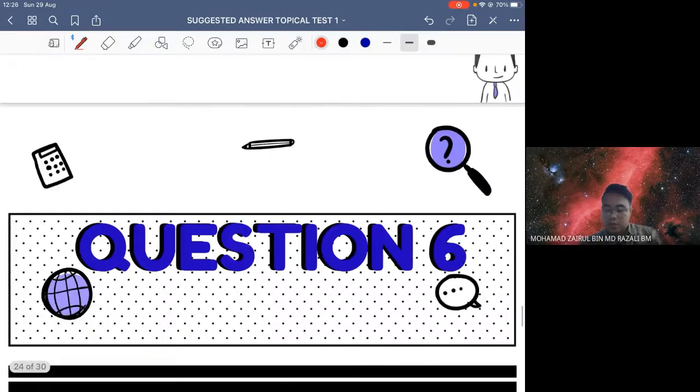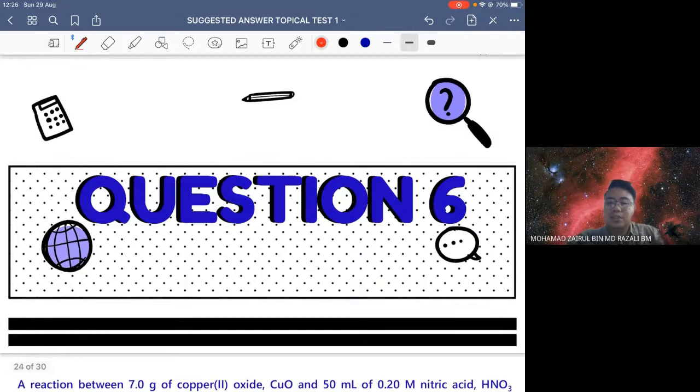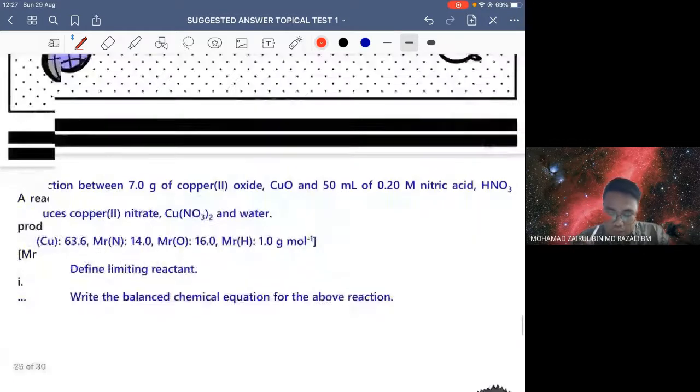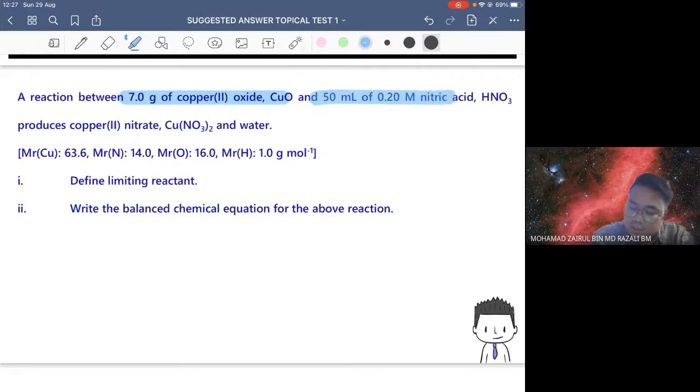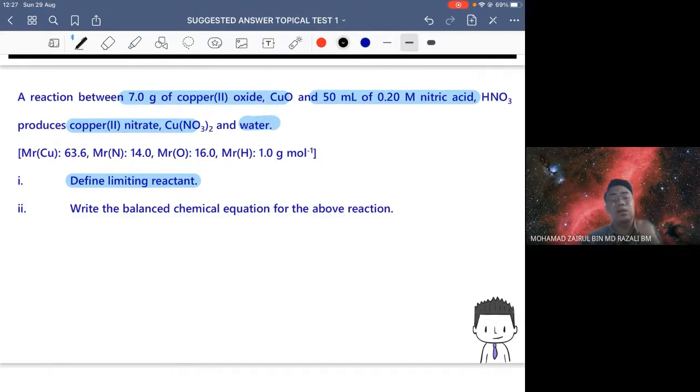Okay. So the last question, which is question number 6, that involves stoichiometry, percentage yield and also the limiting reactant. Okay. So the first question, okay, the reaction between 7 gram of copper oxide and 50 ml of 0.2 molar nitric acid produce copper nitrate and water. Okay, dia bagi dah molar mass, so define limiting reactant. Okay, limiting reactant ada dua definition dah, awak kena tulis dua-dua.